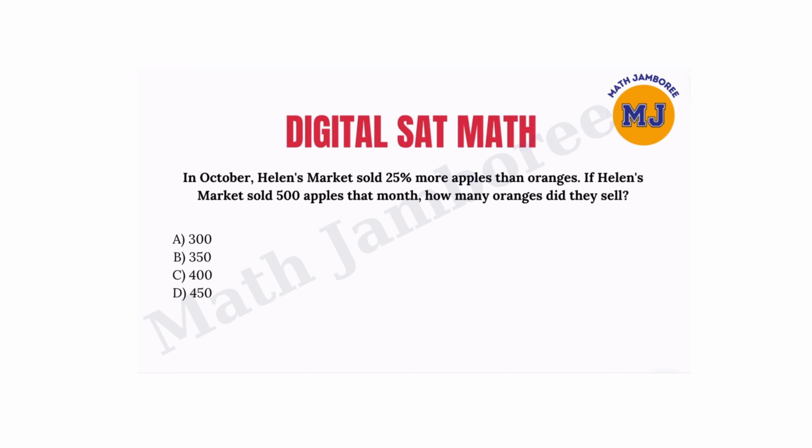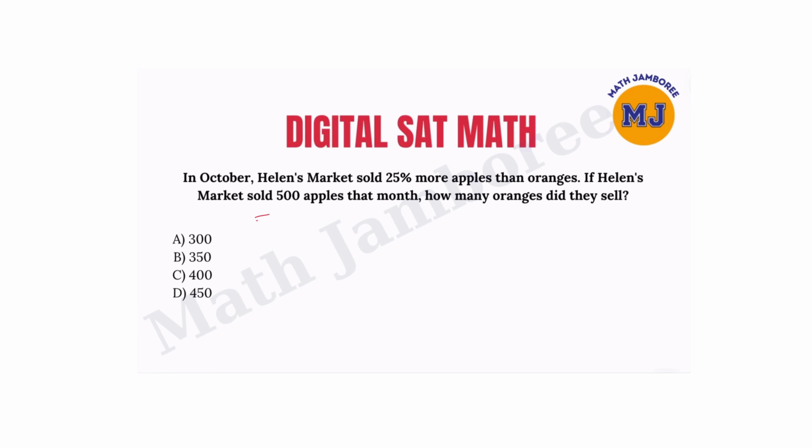We have another digital SAT math type of a question from the topic of percents. Let's solve it together. In October, Helen's Market sold 25% more apples than oranges. If Helen's Market sold 500 apples that month, how many oranges did they sell? A is 300, B is 350, C is 400, and D is 450.